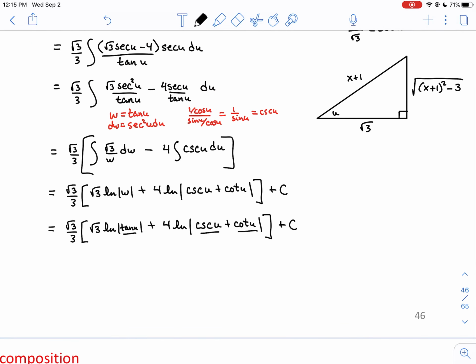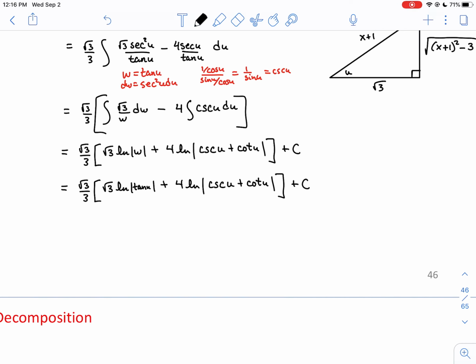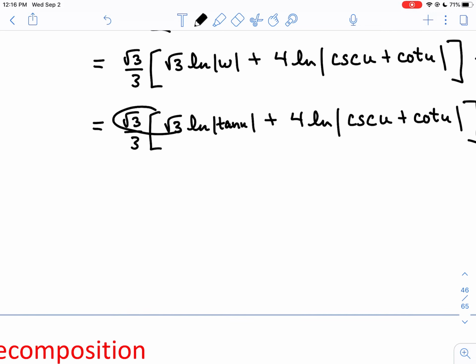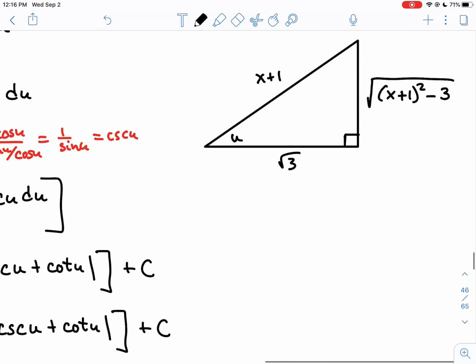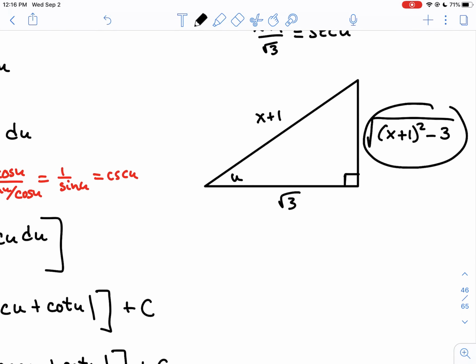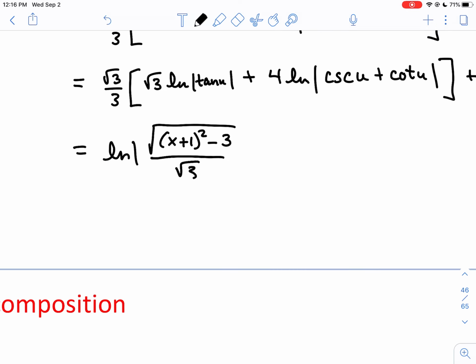I can use this as a reference triangle to do these 3 underlined trig expressions involving the angle u. Also, what I'm going to do is distribute this radical 3 over 3 to both these coefficients. So let's do both of those things at the same time. So radical 3 times radical 3 is just 3 over 3 makes a 1, so that's nice. We get just a natural log of the tangent of u, and looking over here, the tangent is opposite divided by adjacent. There's the opposite divided by the adjacent.